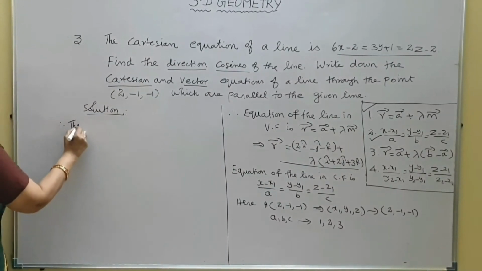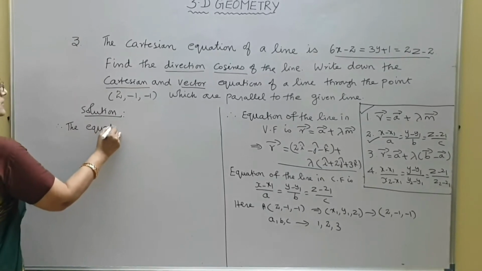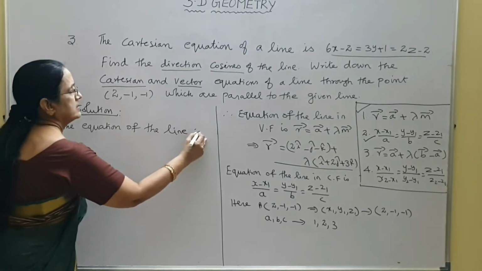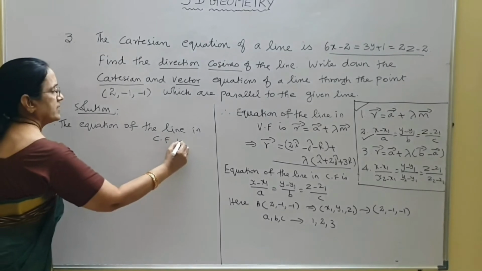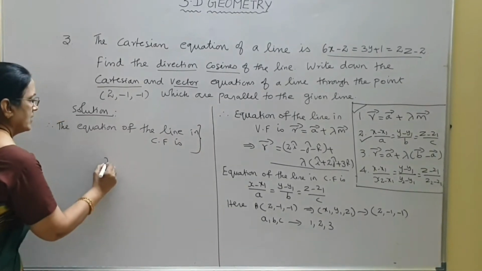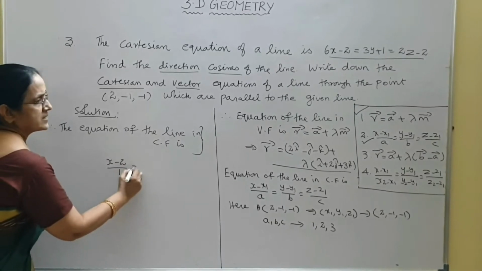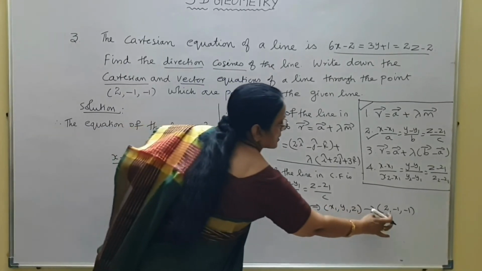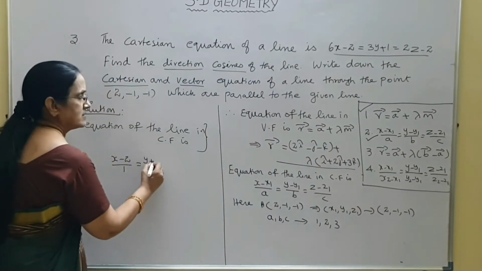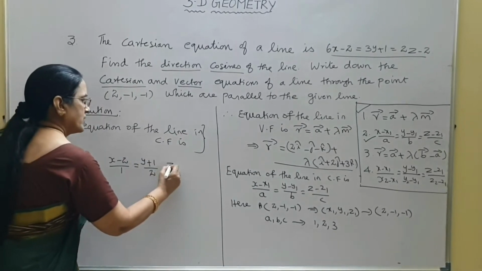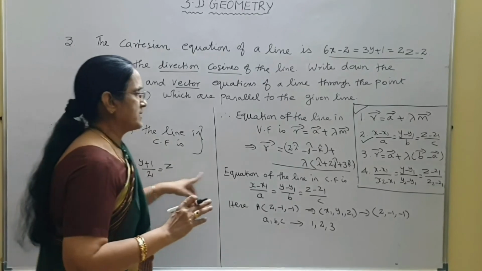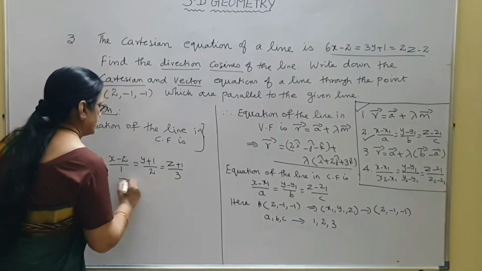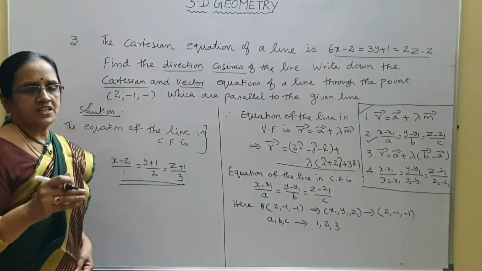Therefore, the equation of the line in Cartesian form is (x minus 2) by 1 is equal to y minus of minus 1, so you will be getting here (y plus 1) by 2 is equal to z minus z1, so z minus of minus 1, so (z plus 1) by 3. This is the required equation of the line in Cartesian form.